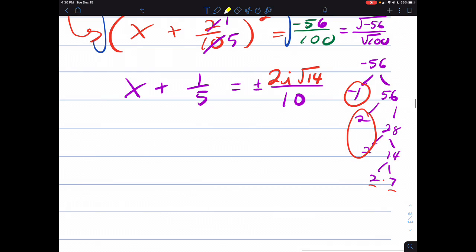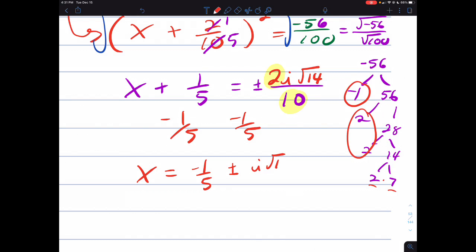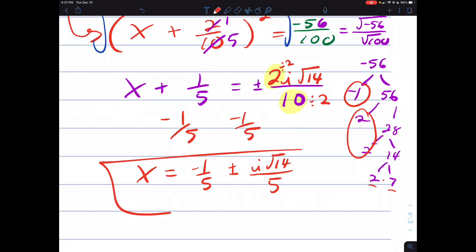And if you notice, I got 2 and 10 here, so I can reduce those. So I subtract the 1/5 from both sides. And I get x equals negative 1/5 plus or minus i radical 14 over 5, because I divided both of these by 2. And there's the correct answer.